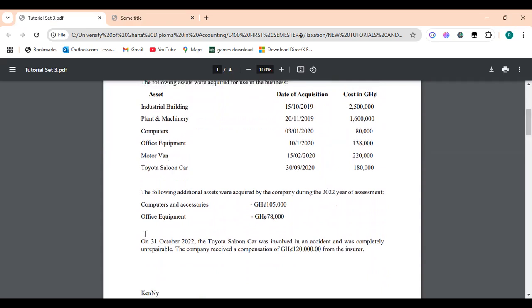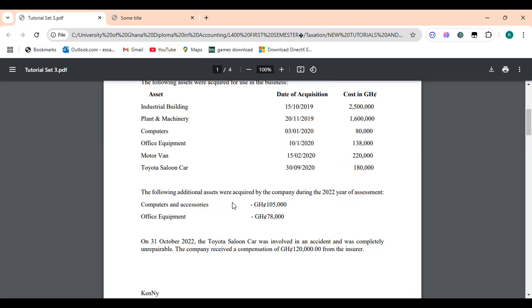So the following assets were acquired by the company during the year 2022. Just as with our normal depreciation, when you buy an asset in capital allowance, you include it before you charge a capital allowance. And if you sell any asset too, you subtract it before you charge any capital allowance. That's what it means here. So any asset, irrespective of the month it was bought, you add it before you charge a capital allowance, and irrespective of the month it was sold, you subtract it before you charge your capital allowance.